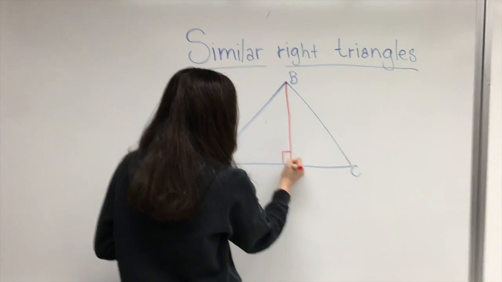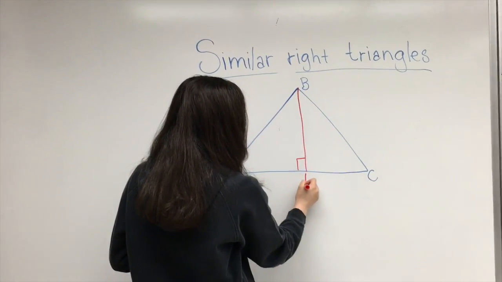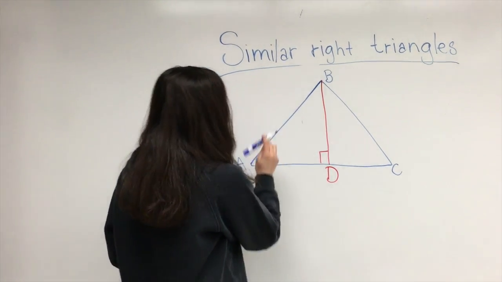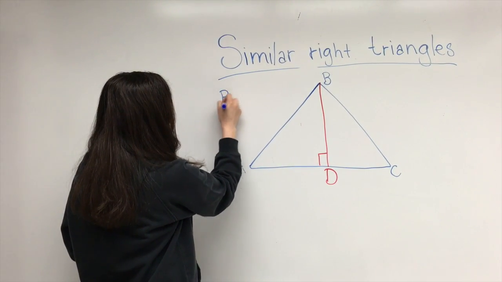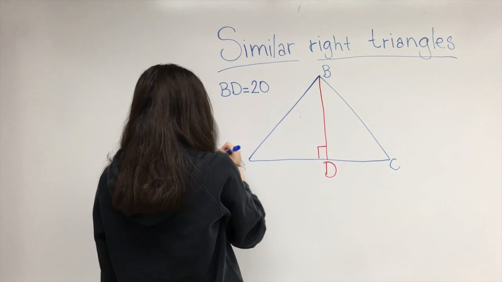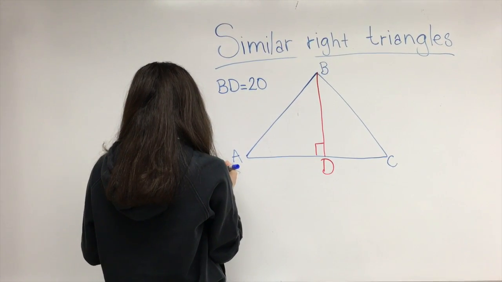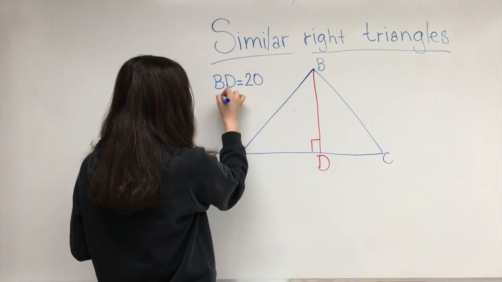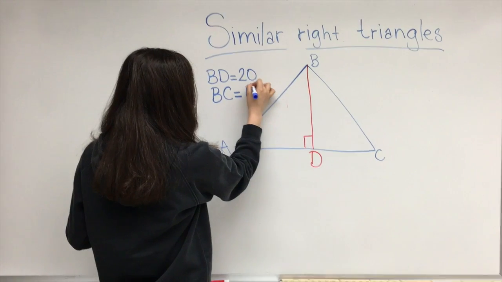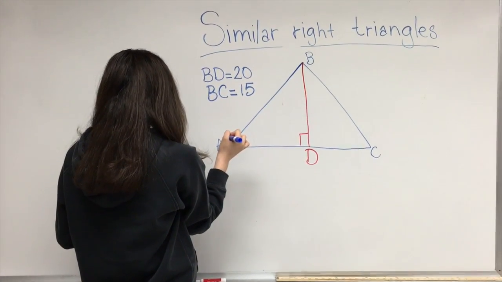So from what we know about similar right triangles, let's do another example. You have the triangle ABC, which is divided by segment or altitude BD. We know that AB is equal to 20 and BC is equal to 15. We need to find AC and BD.